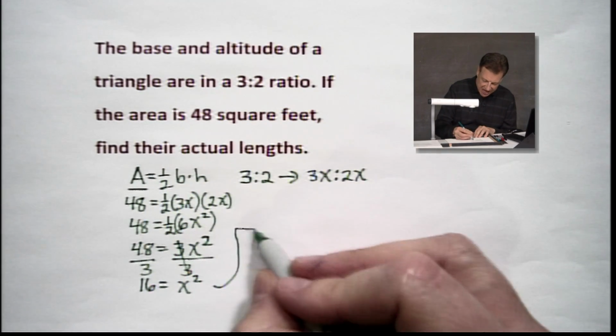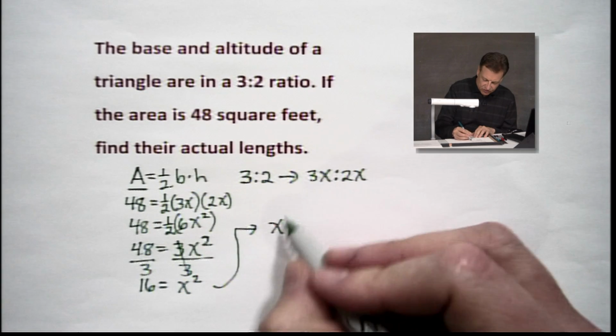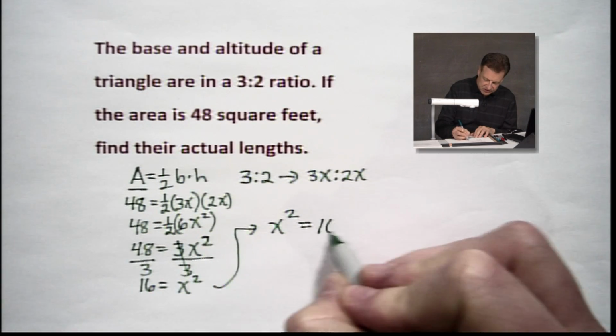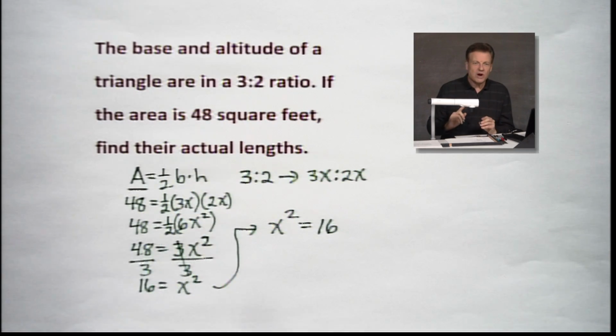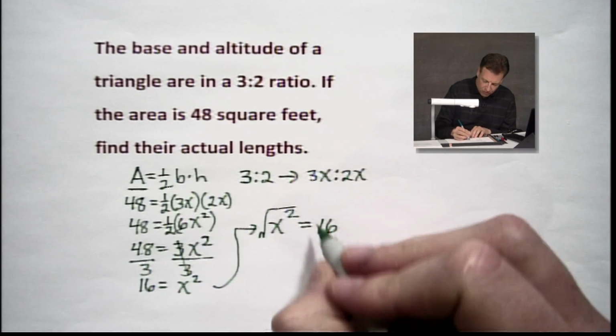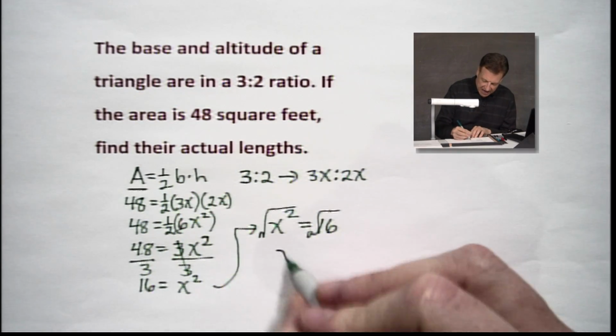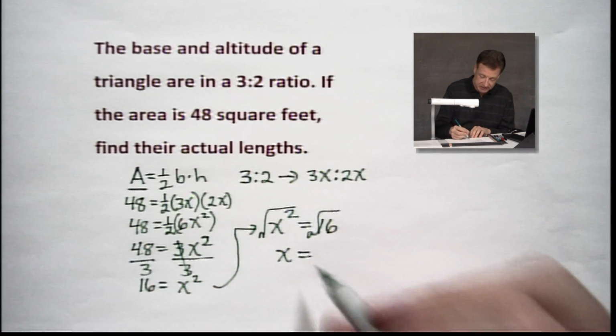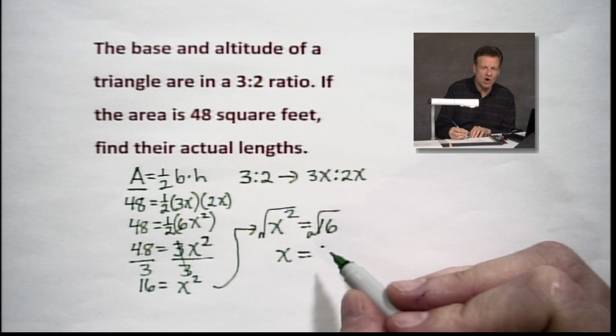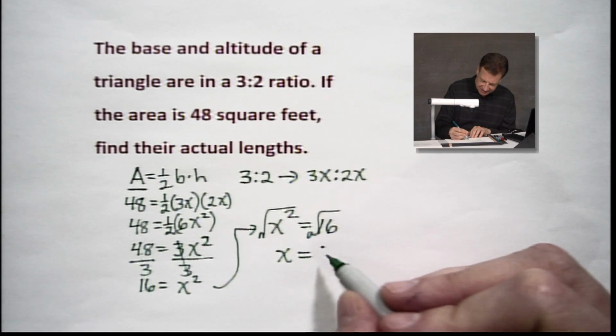Now, I'm going to slide over here. We've got x squared equaling 16. How do we get rid of a square? X squared, we are going to want to get rid of that squared part. We want to keep x, all right? But we're going to square root both sides. And that's going to give us x equals, so square root of 16, it's going to be 6. No, square root of 16 is going to be what? 4. There you go.